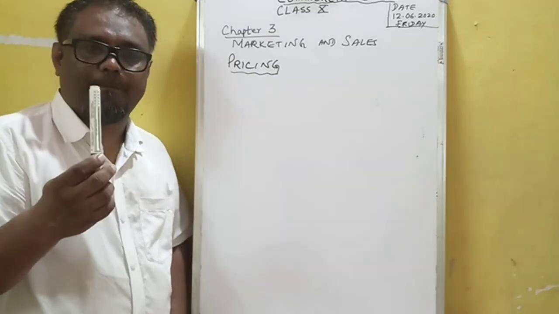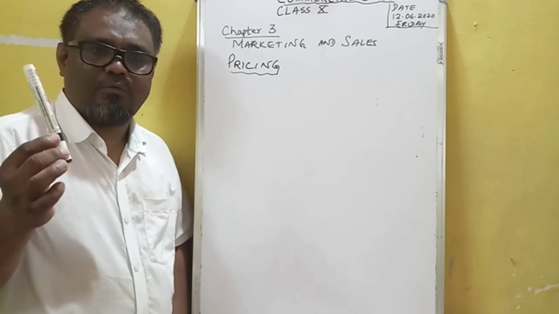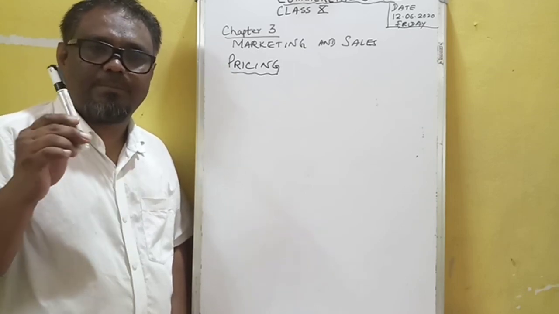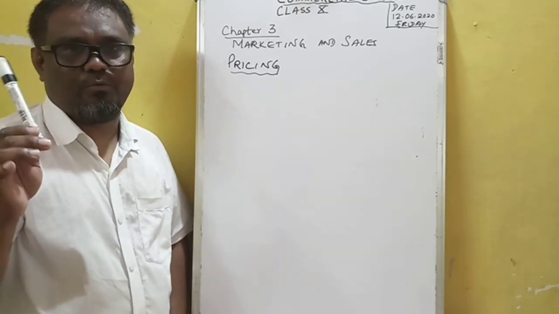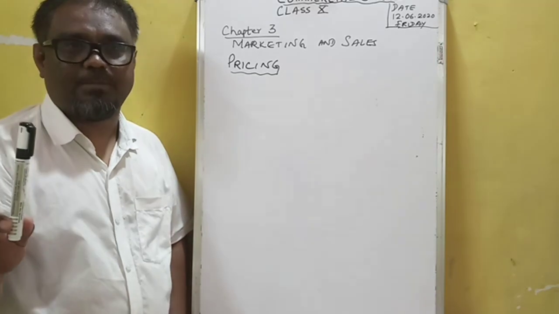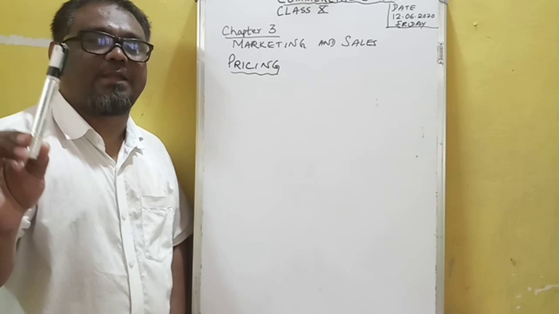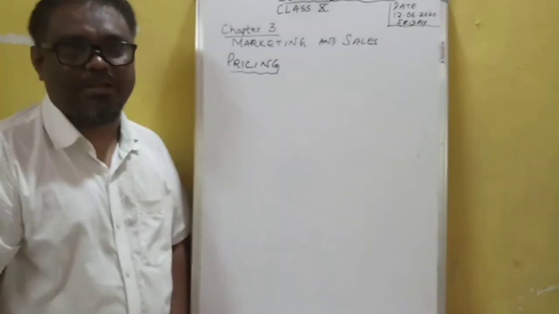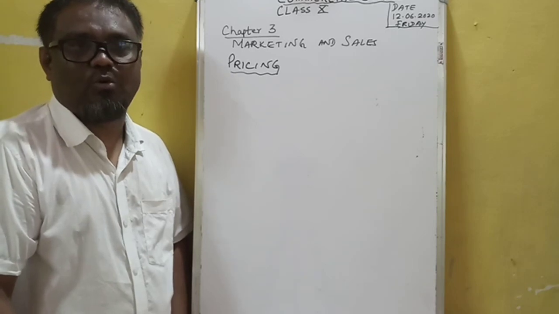So this is a product, a pen. When we express it in terms of monetary value, we say it is 20 rupees. Price is 20 rupees. The monetary value of this pen is 20 rupees. So that is called price. So price is the monetary value of any product.